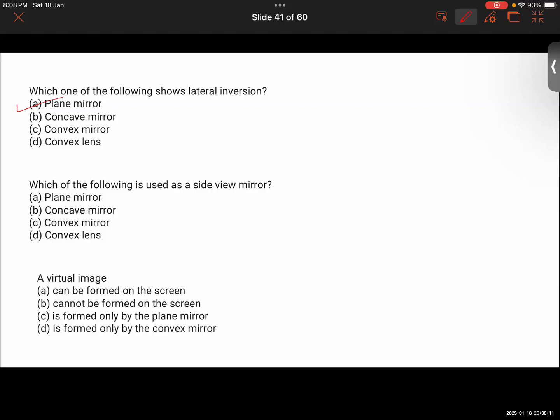Which of the following is used as a side view mirror? Convex. Yes, very good, both of you. Next: a virtual image. Be careful with this answer. A virtual image is formed only by the convex mirror.